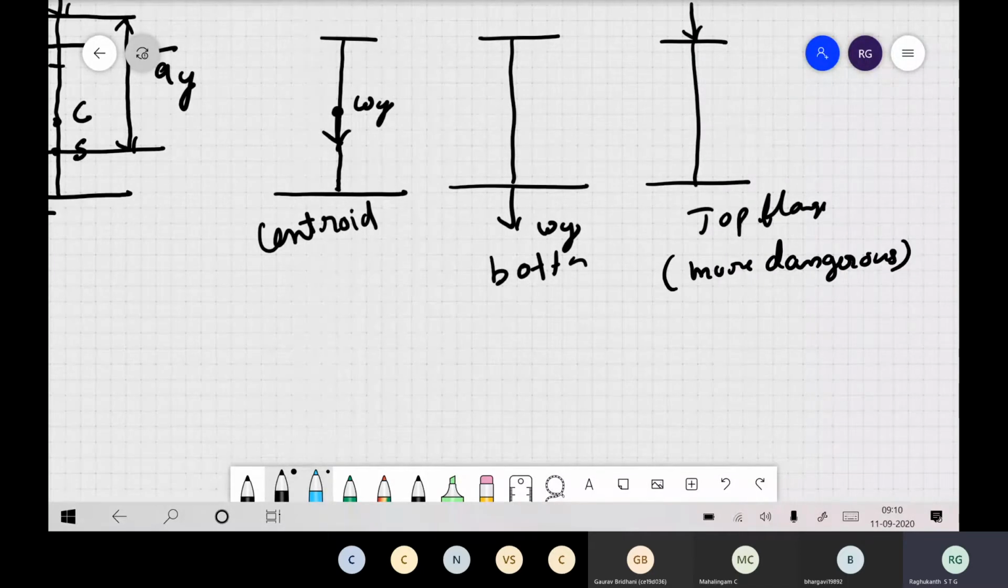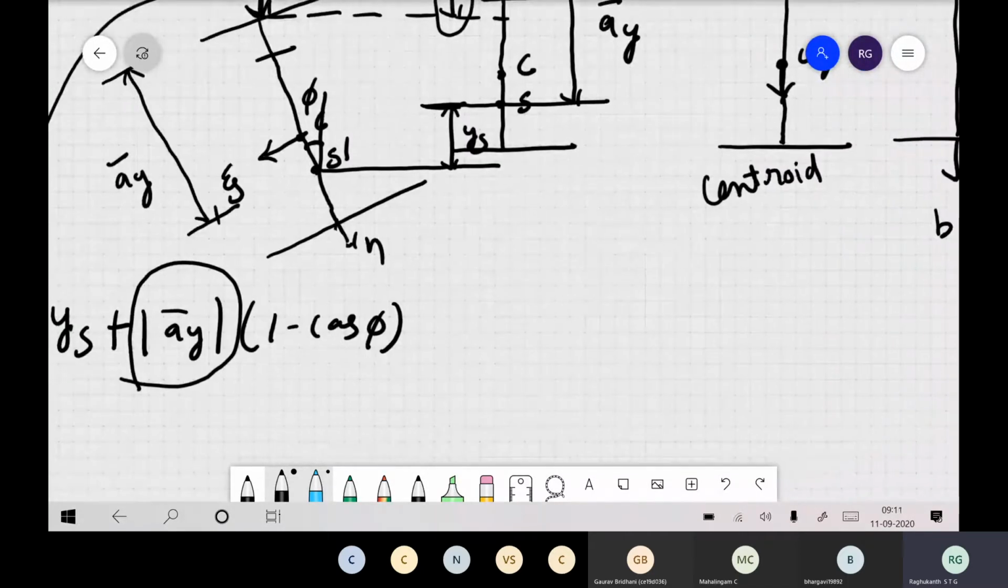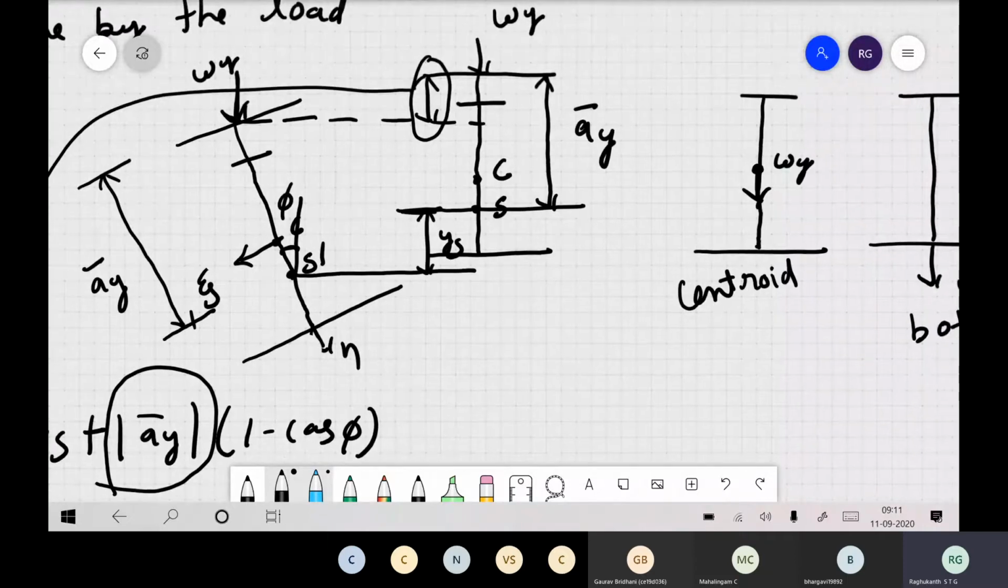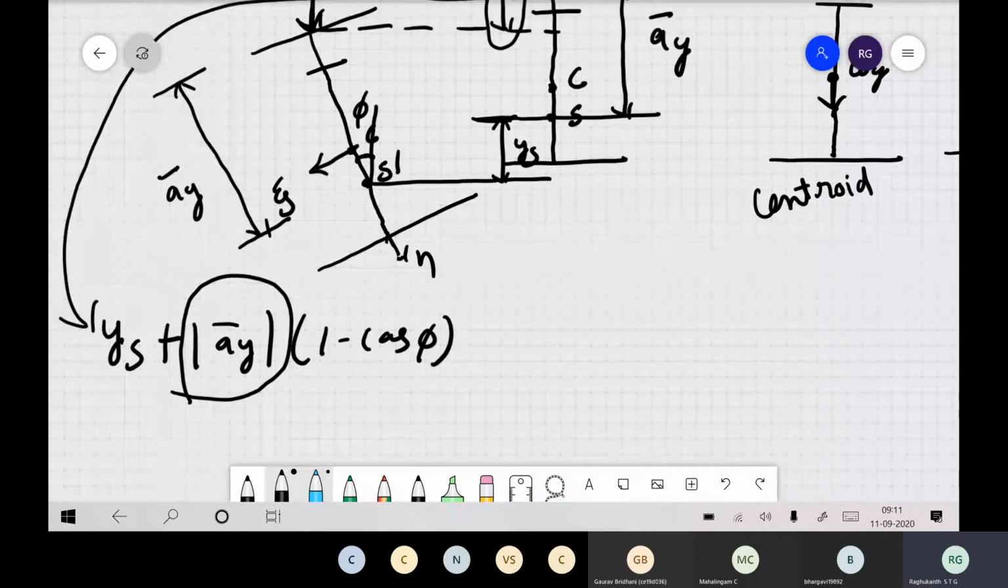So this modulus of ay that we have written is a more generalized case of the derivation. It depends on this modulus. If the load is applied on the top flange, ay will be negative because our axis is like this. Y is here, the origin is here, so above it is negative.